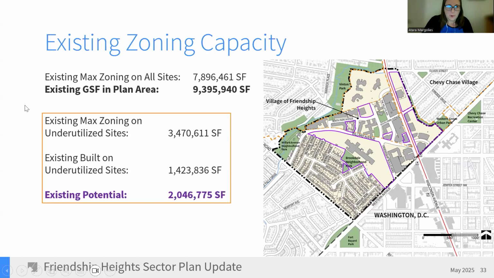However, if we focus on the sites in Friendship Heights that are underbuilt from their existing zoning perspective, meaning sites that have less development on them than the zoning allows, I have highlighted those here in purple.